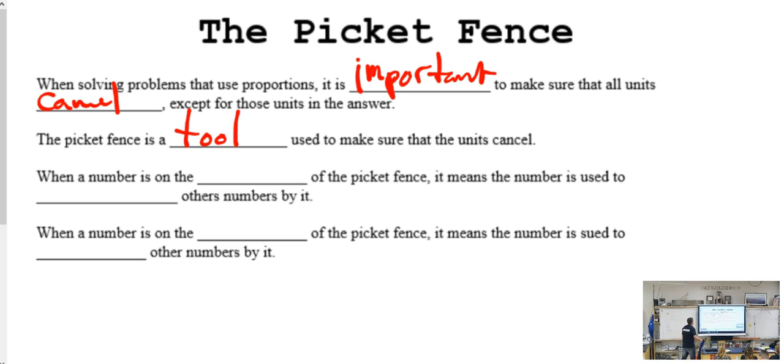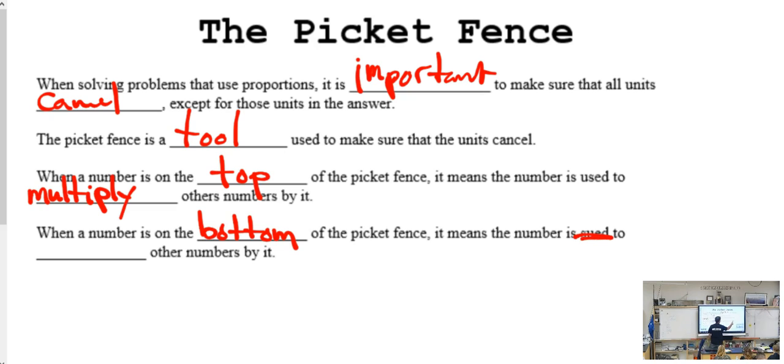All right, when a number is on the top of the picket fence, it means the number is used to multiply other numbers by it. When a number is on the bottom of the picket fence, it means the number is used to divide by it.